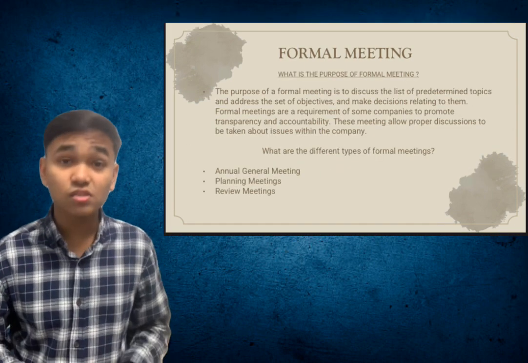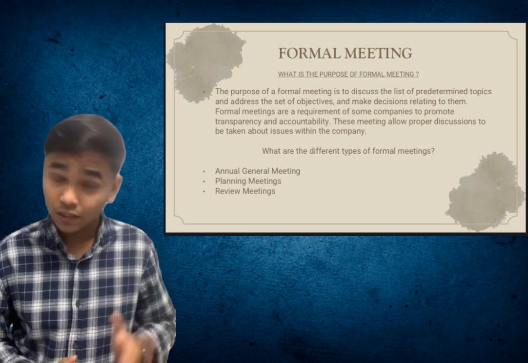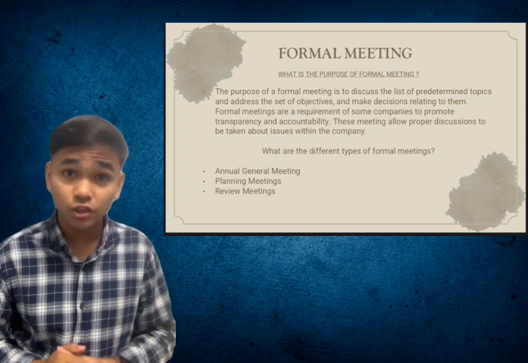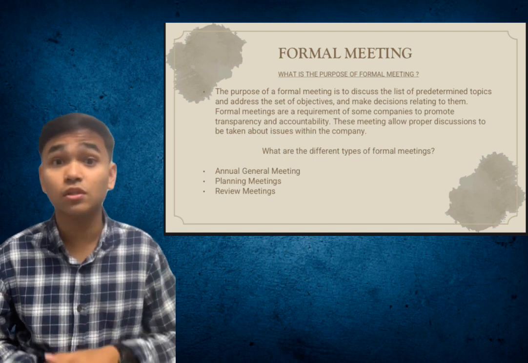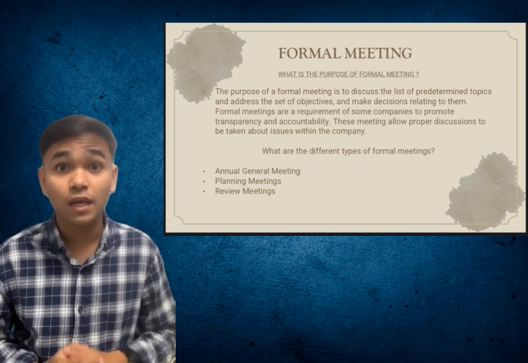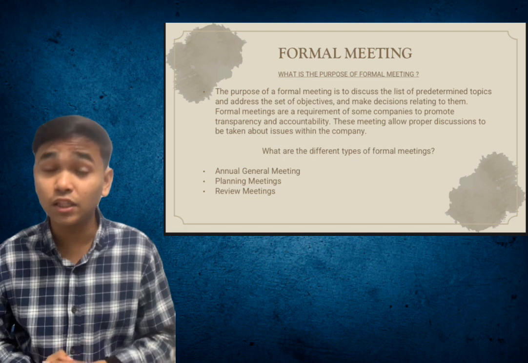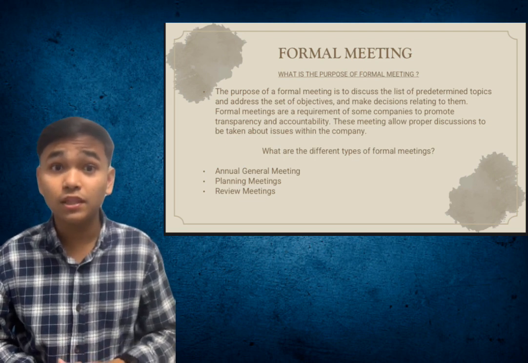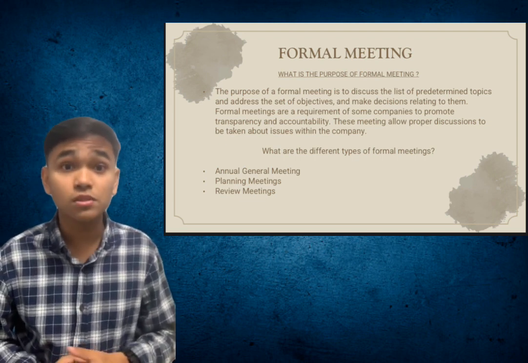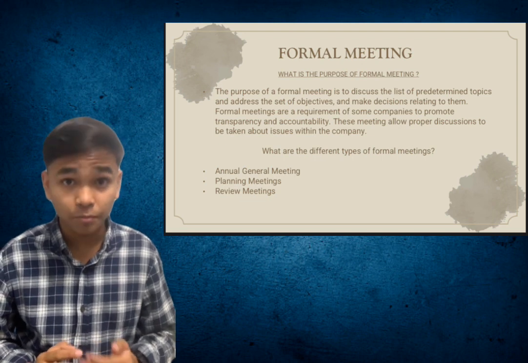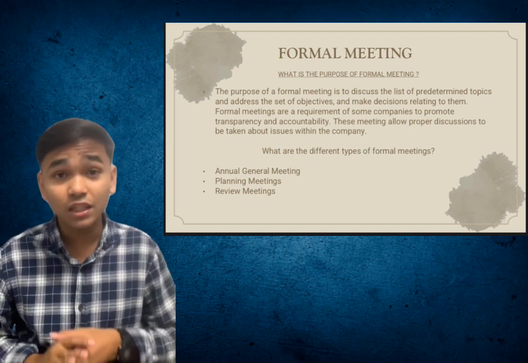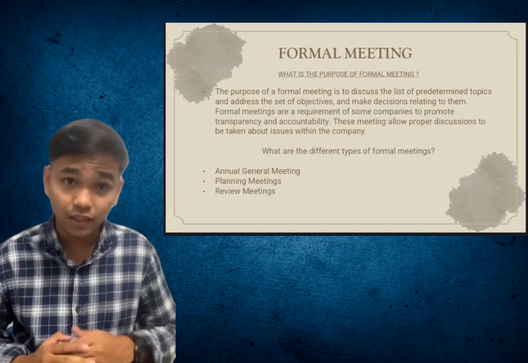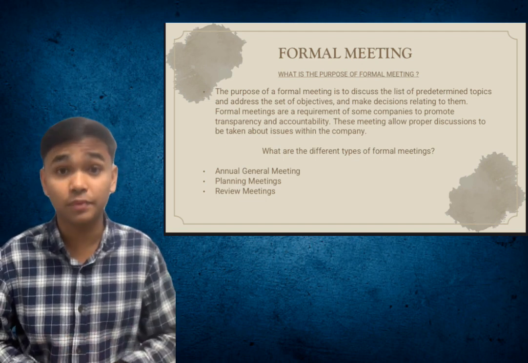What is the purpose of a formal meeting? The purpose of a formal meeting is to discuss the list of predetermined topics and address the set of objectives and make decisions relating to them. Formal meetings are a requirement of some companies to promote transparency and accountability. This meeting allows proper discussion to be taken about issues within the company.